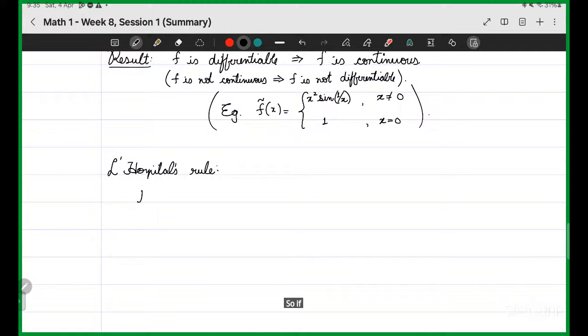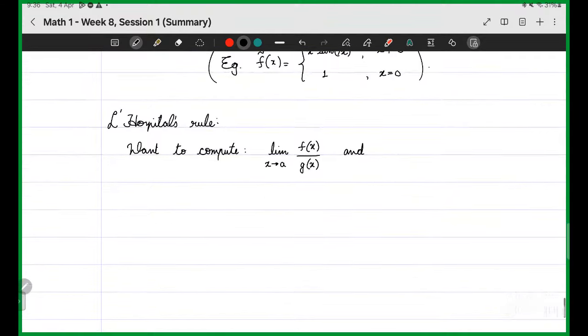So if you have to compute the limit of something, you want to compute the limit as x goes to a of f of x by g of x, and one of the following is true. Okay?